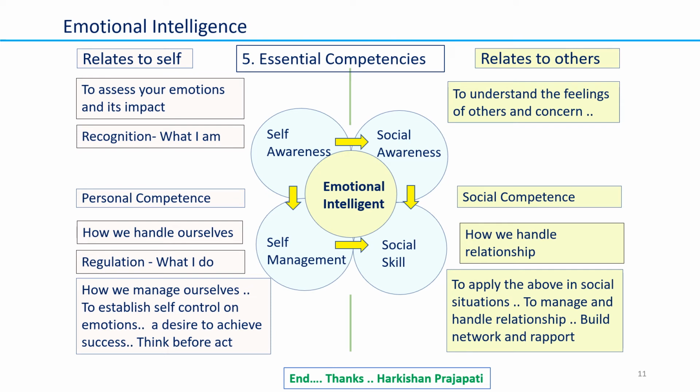Now, what are the essential competencies required to become an emotionally intelligent person? These are the four basic qualities. First is self-awareness, second is social awareness, third is social skill, and fourth is self-management. Self-awareness and self-management relate to the self. You have to manage yourself and develop yourself first. Social awareness and social skill relate to others. You have to see, observe and understand the other people. So relating to self and relating to others is the most important part.